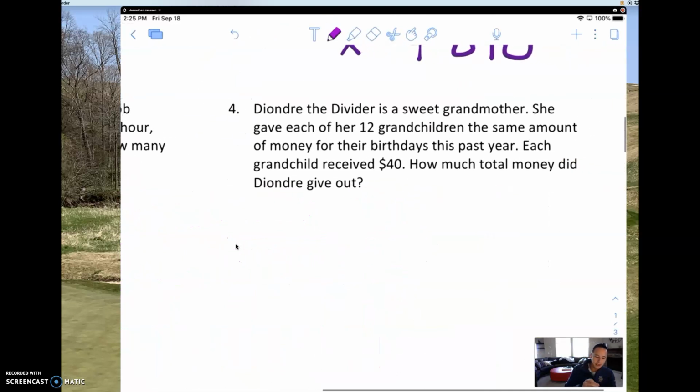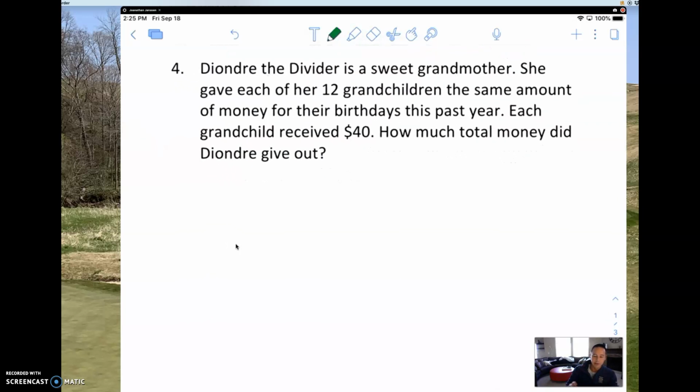All right, and we are on to Deandra, the divider. She's a sweet grandmother. She gave each of her 12 grandchildren the same amount of money for their birthdays this past year. Each grandchild received $40. She didn't play any favorites or anything. She gave everyone the same amount. How much total money did Deandra give out?